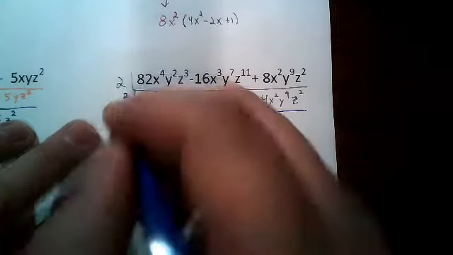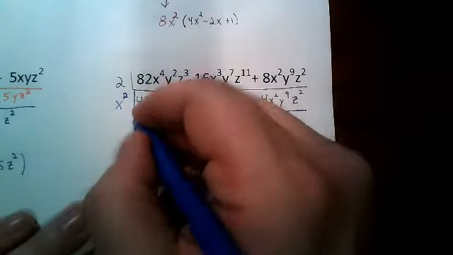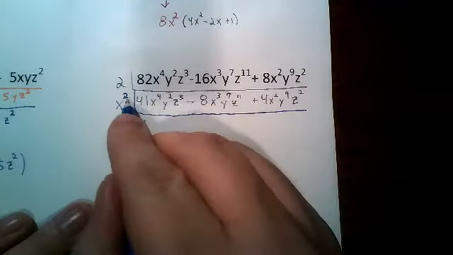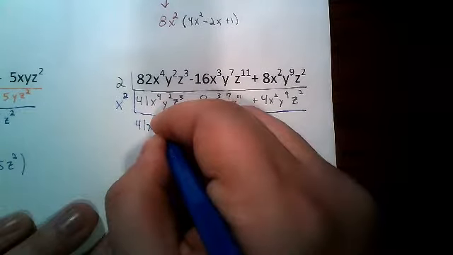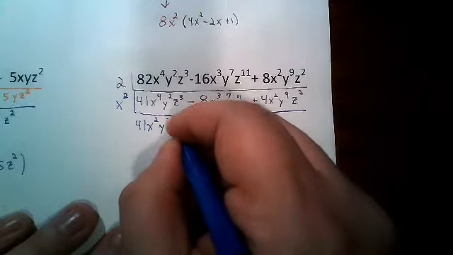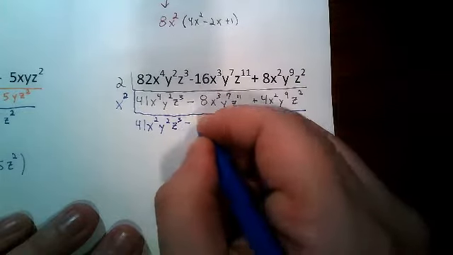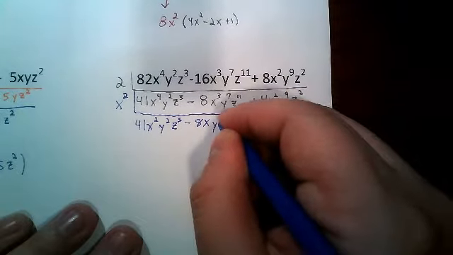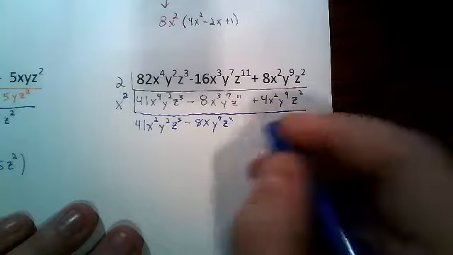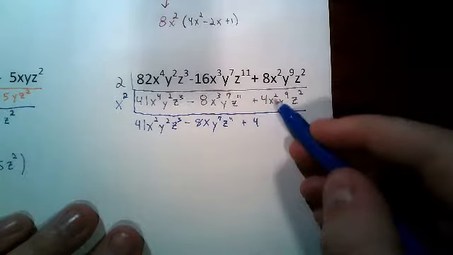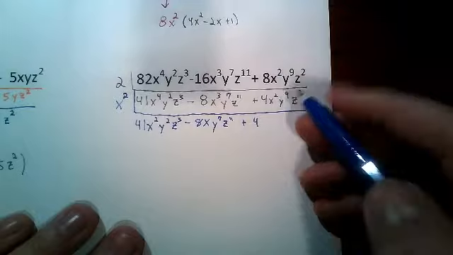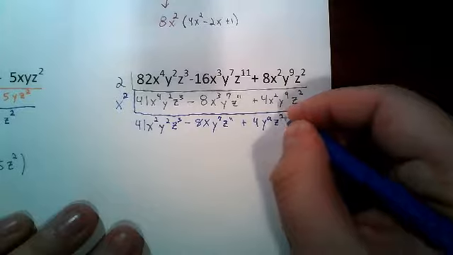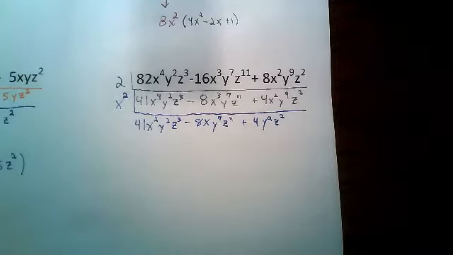So it's kind of like combining that step. And what I have left here is 41. Instead of x to the 4th, I took away 2 x's, and it's x squared, y squared, z cubed, minus 8. I took away 2 x's, so just x left, y to the 7th, z to the 11th, plus 4. I took away 2 x's, so I don't have any x's left here. It's just 4y to the 9th, z squared. And then you keep going.